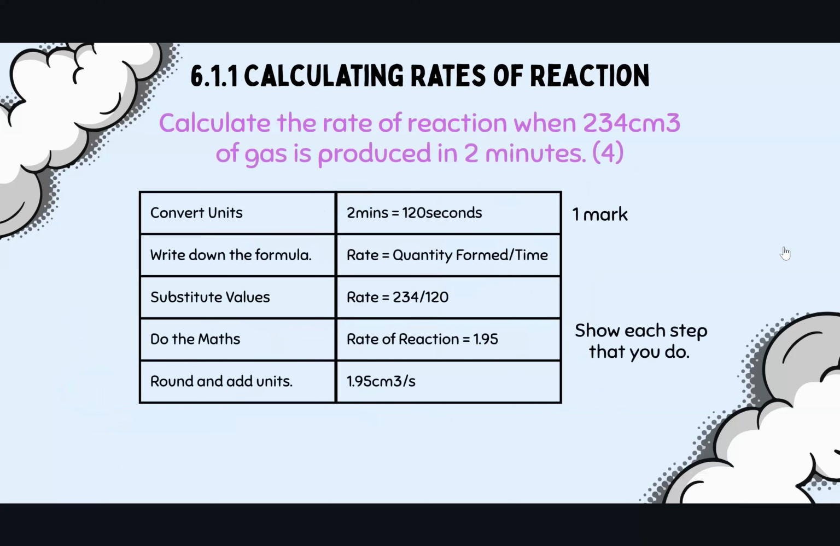Okay, so here's a quick practice question. Calculate the rate of reaction when 234 centimeters cubed of gas is produced in 2 minutes. So first thing, we are measuring rate of reaction in seconds. So you've got to convert the 2 minutes to 120 seconds. Write down your formula. It's the quantity formed divided by time. In this case, the quantity formed was 234 centimeters cubed. Divide that by the time, which is 120 seconds.